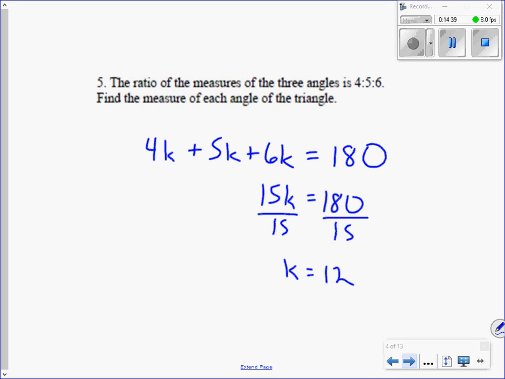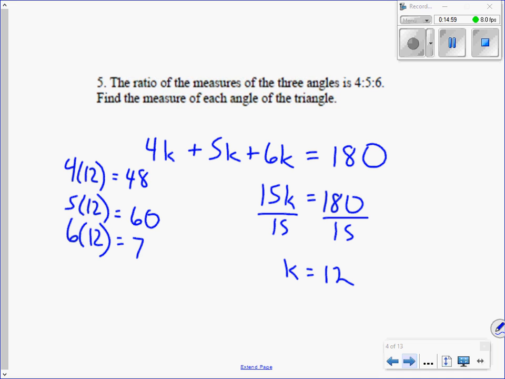So if K is 12, then 4 times 12 will give me one of the angles. 5 times 12 will give me the other angle. And 6 times 12 will give me the third and largest angle. So that would be a 48, a 60, and a 72.